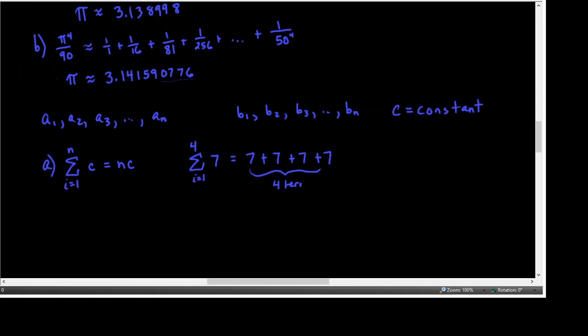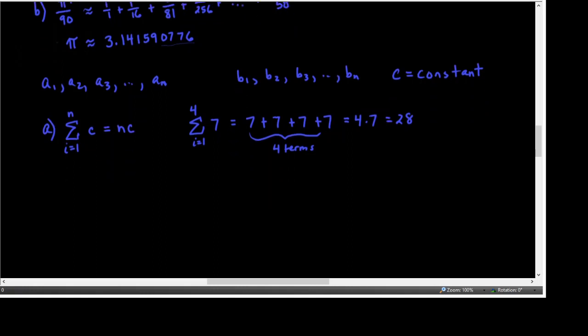When there are 4 terms that are each 7? Well, isn't that 4 times 7? n times c. You can see why that works. Of course, we can finish that and say it's 28. But that's how you're going to calculate sigma from i equals 1 to n of a constant. You're going to multiply the number above sigma times that constant and get the value immediately.